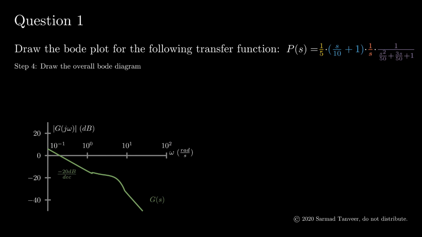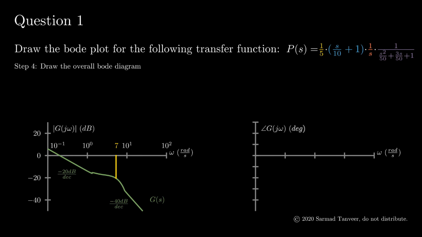Our final plot begins with a slope of minus 20 decibels per decade due to the single pole term at the origin, until it reaches a frequency of 10 to the 1. The Bode diagram peaks at a frequency of 7 due to the complex pole term. And finally, the plot eventually decreases to a net slope of minus 40 decibels per decade.